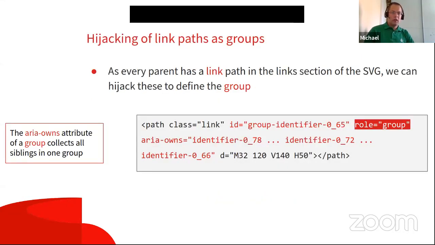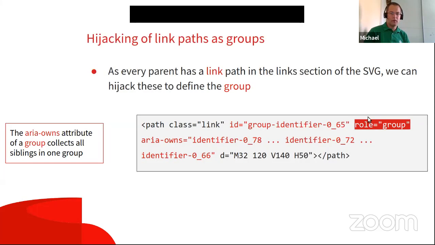Well, we figured out we could hijack the link paths as groups. Every parent element has a link path. So for every element in the tree, there is this link path that draws the line. And the lines are always available if the children are available, because the children are the next level and the upper level link is always shown. We can hijack these to define the group.